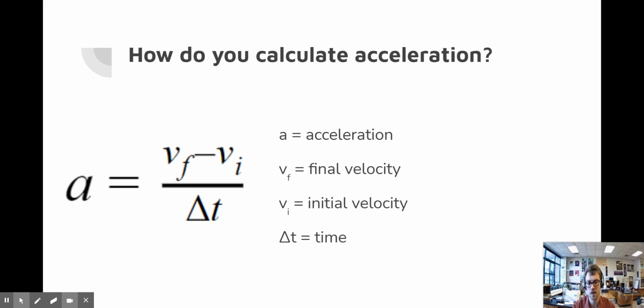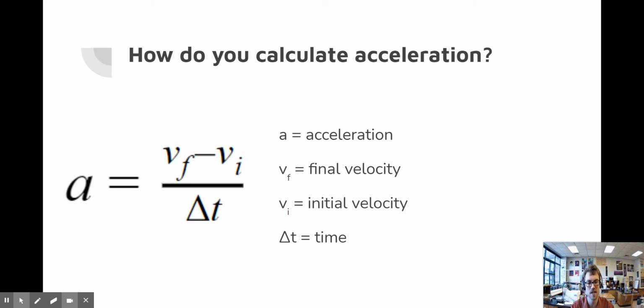So how do we actually calculate acceleration? What is our formula? Our formula is that a, which is acceleration, is equal to vf, which is the final velocity, minus vi, which is the initial velocity, divided by time. Why are we doing some subtracting here? Well, remember, acceleration is the change in velocity. So we have to find that change by taking what our final velocity is, that's the velocity at the end of the acceleration, and subtracting what was our initial velocity. What was the velocity at the beginning?